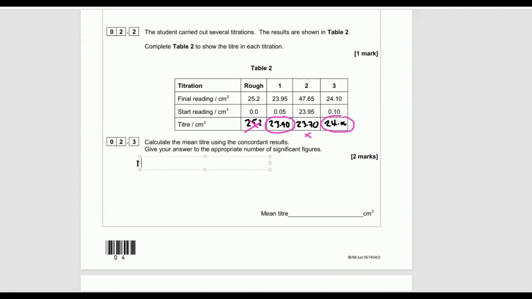So to calculate the mean titre, we're just going to do 23.90, add that to 24.00, divide by 2, and we're going to get 23.95 centimeter cubed. Okay, beautiful. That's our mean titre. That's going to get us 2 marks. We're going to need that number later on because with titrations, you're always going to use the titre.